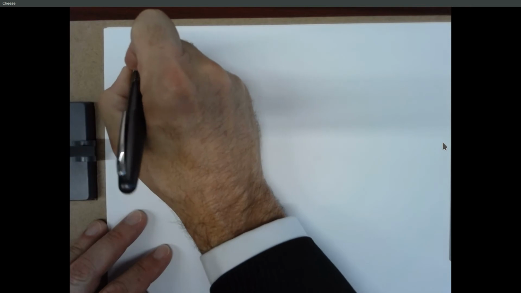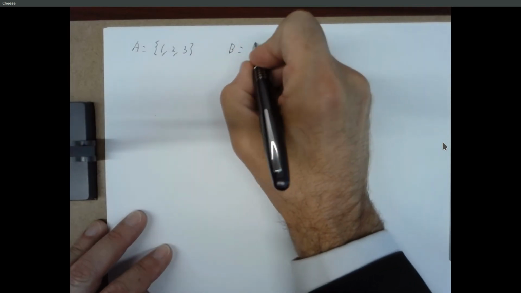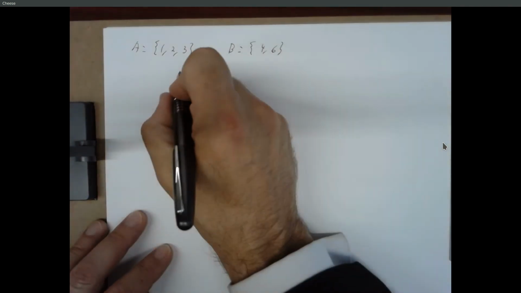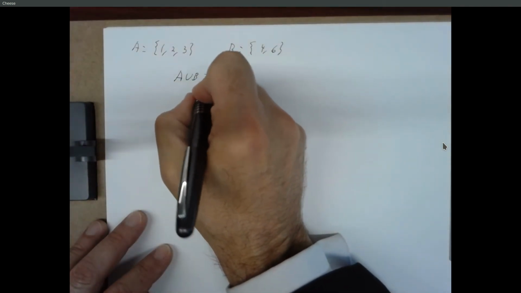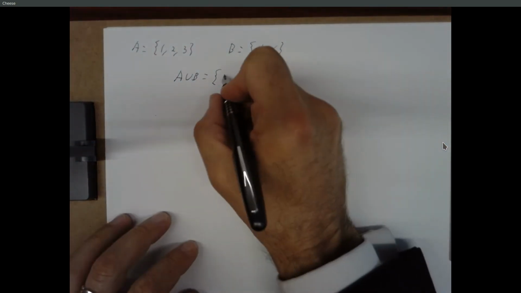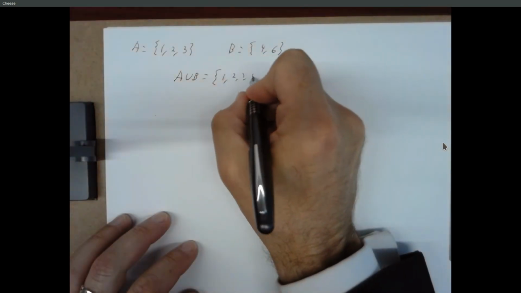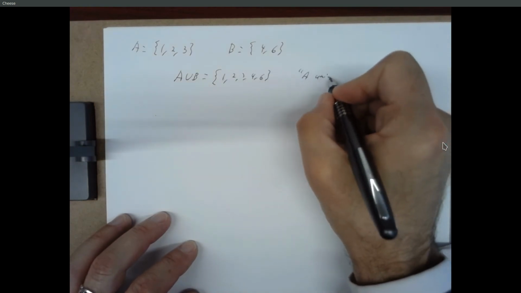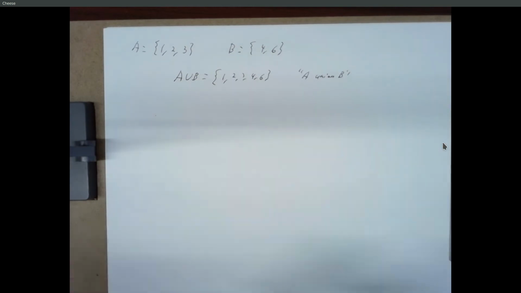So suppose A is the set {1, 2, 3}, and B is the set {4, 6}. We can describe the union of these sets, and it's what you get by putting them together. Okay, so in this case it would be {1, 2, 3, 4, 6}. And this is A union B, or the union of A and B.